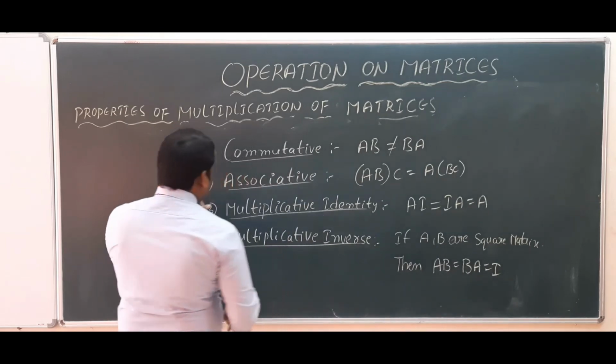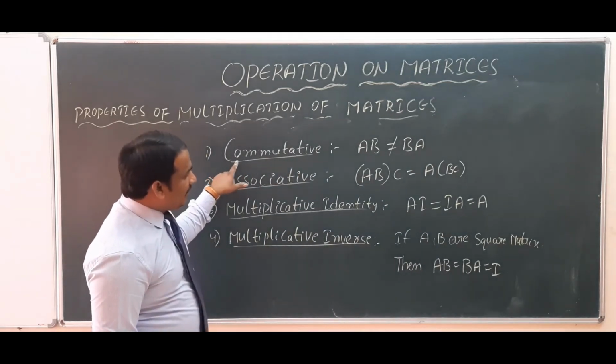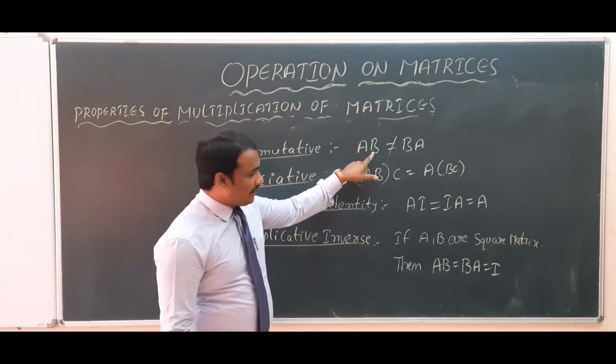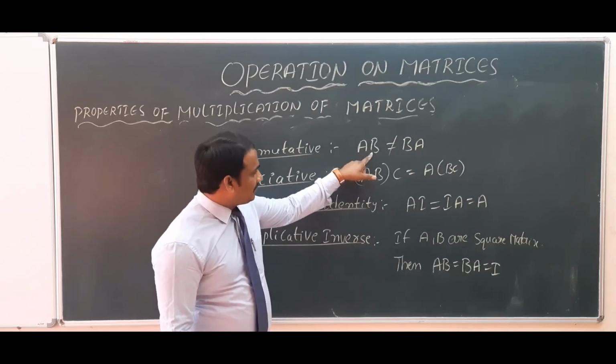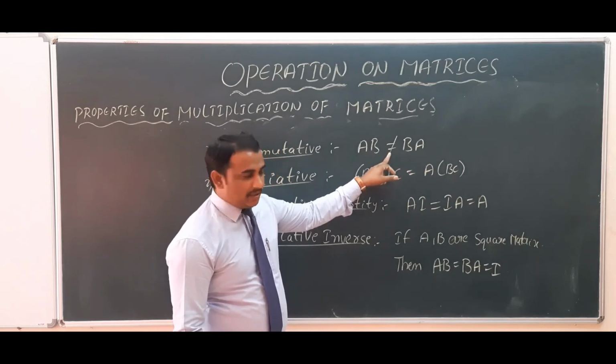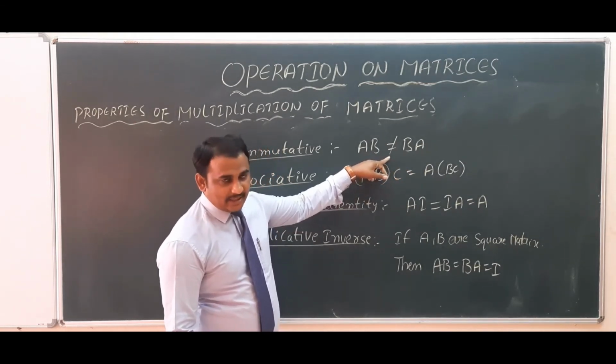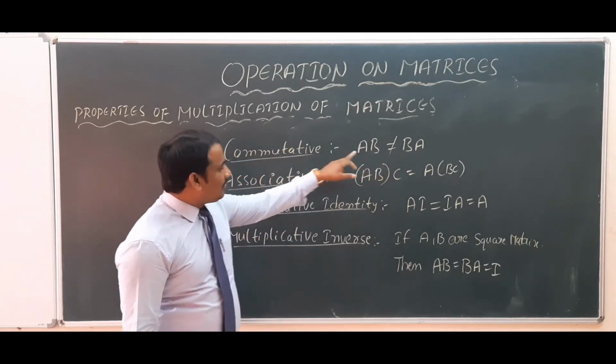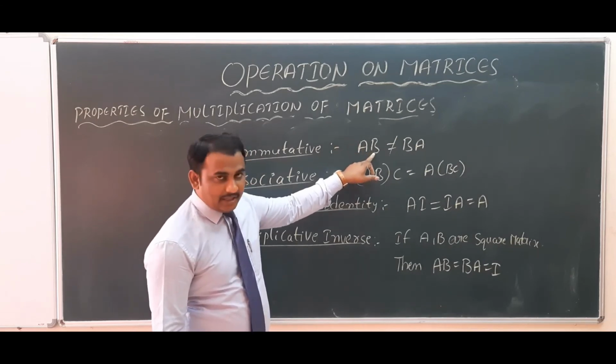See, first one, commutative. Commutative is here A and B matrix both multiply. Same thing, B and A matrix multiply, it may or may not be equal. Maximum it will not be equal, 99%. That's why this is the commutative law. In multiplication it will not exist.